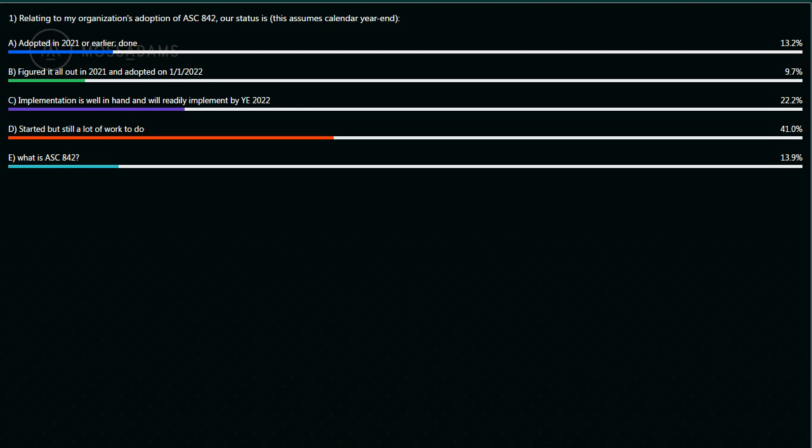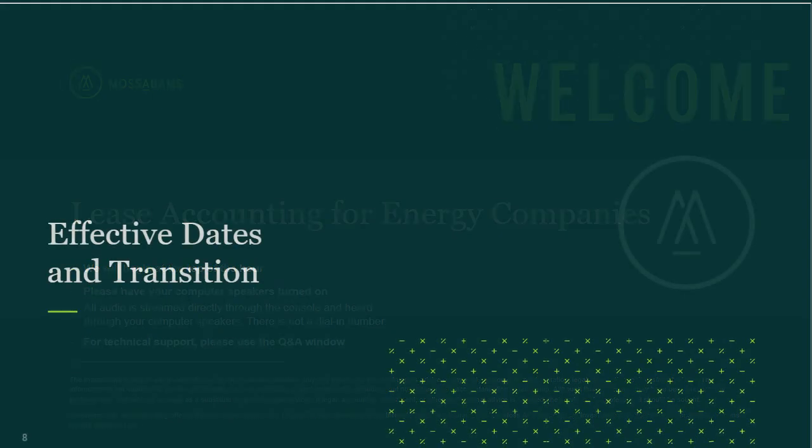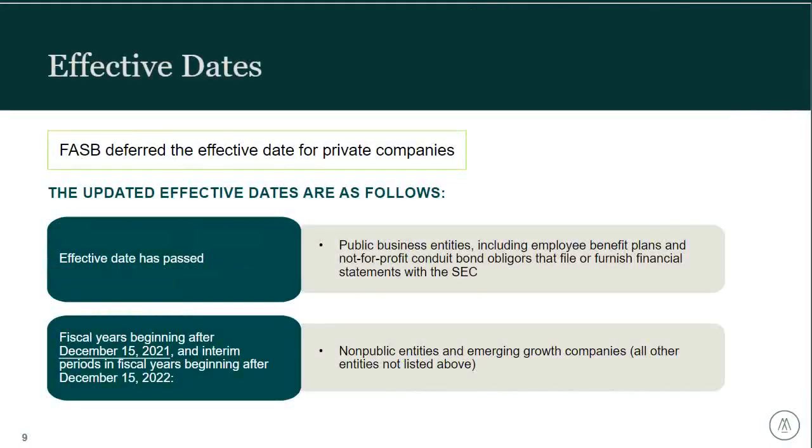So where we're at with our effective dates, again, we've kicked this down the road so frequently, but public entities, that date has passed. Other than those, as an EGC, emerging growth company, you may have the ability to adopt similar to a private company.